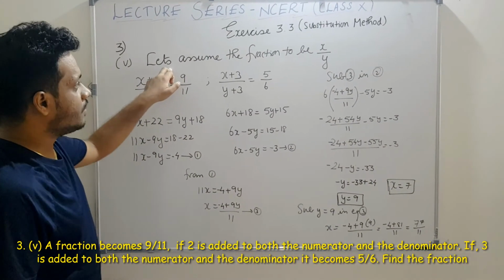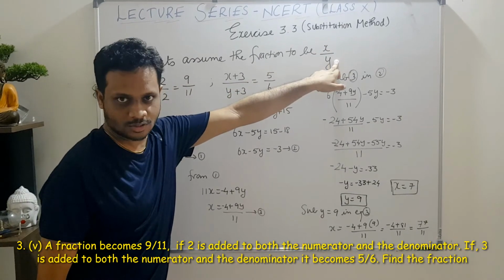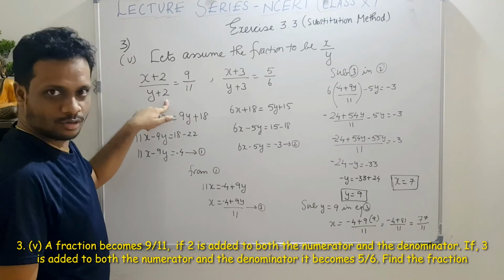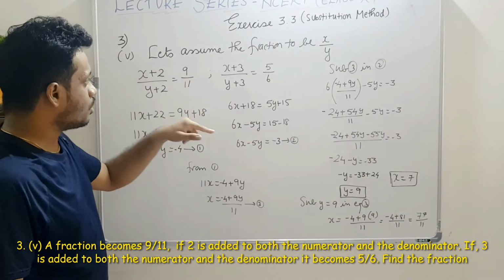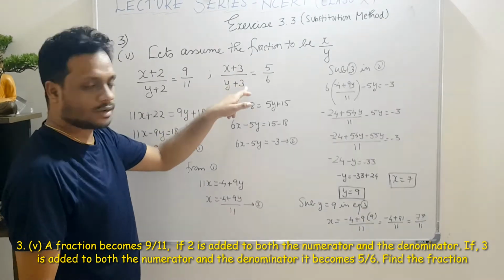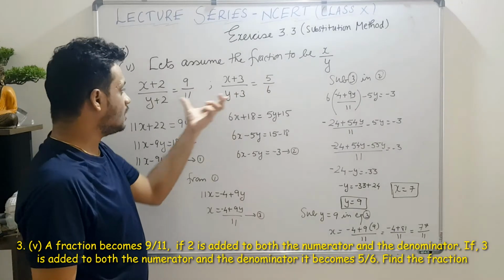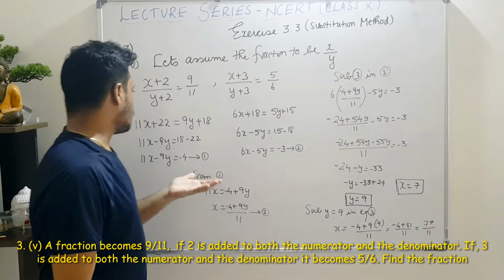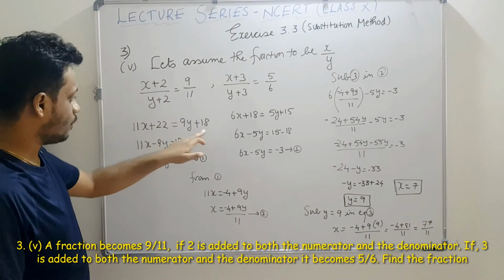So here they have given there is a fraction. So I am assuming the fraction with the numerator as x and denominator as y. And they have told when 2 is added to the numerator and 2 is added to the denominator, the new fraction becomes 9 by 11. And one more condition is when 3 is added to the numerator and 3 is added to the denominator, the fraction becomes 5 by 6. So this is directly not in the form of equation. So we have to reduce it to the form of linear equation type. So what we do, we cross multiply, we get 11x plus 22 is equal to 9y plus 18.